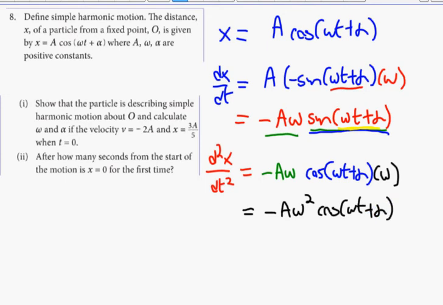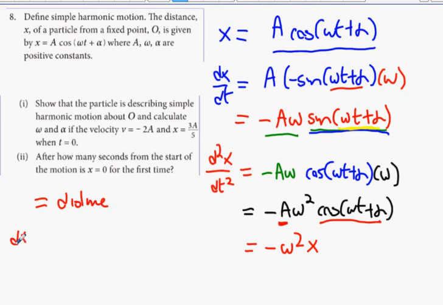Okay guys, compare to x. Which parts belong to x? The a does and the cos(omega t plus alpha) does. So it's basically minus omega squared x. What's the second derivative again? If the equation is distance, the first derivative is velocity, and the second derivative, guys, is acceleration. So technically speaking, you're saying that the acceleration is minus omega squared x.